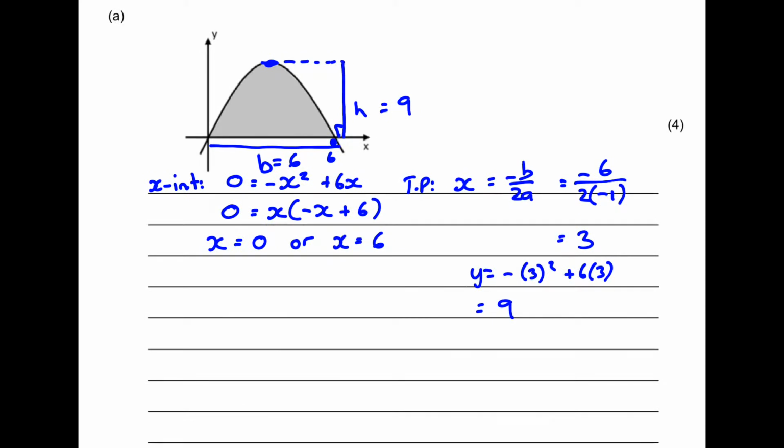So now we can go into our area. They told us that the area is equal to 2/3 BH. Right, so 2 over 3. Our B value we've worked out is 6, and our H value is 9. So we can cancel. 3 into 6 goes twice. So 2 times 2 is 4, times 9 is 36 units squared.